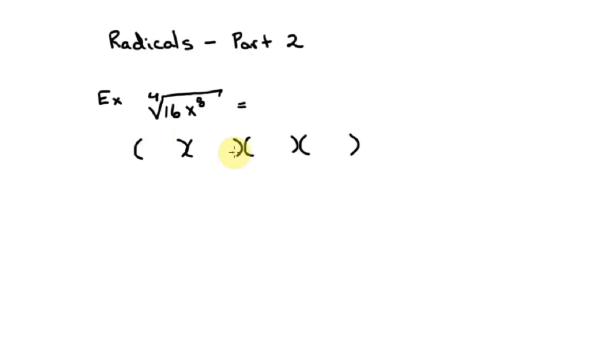So, what times what times what times what can become 16? You'd probably say, I think that has to be a 2. You would be right. And then I need something times something times something times something to make x to the 8, and you would be correct in saying x squared. Remember that these little bundles have to be identical, and we also want our exponents to add together and make the number 8. So our answer would be 2x squared. That's the fourth root of 16x to the 8.